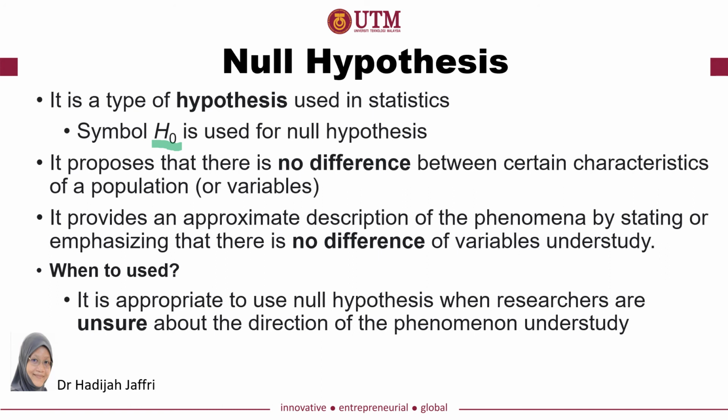When to use it? It is appropriate to use when researchers are unsure about the direction of the phenomenon under study. Based on the literature review, you might find a lot of discrepancies in previous research findings, and there is no clear direction of the phenomenon under study, and therefore you use the null hypothesis in this case.